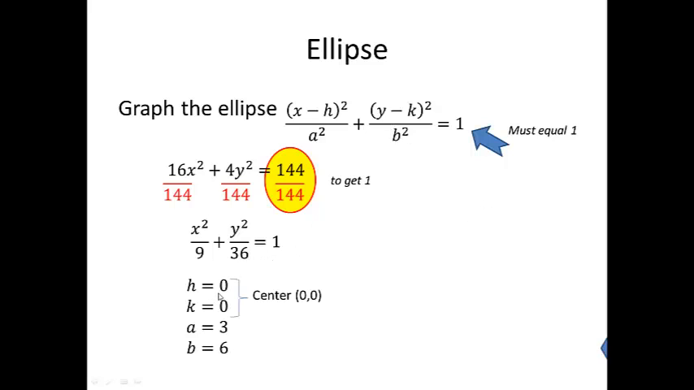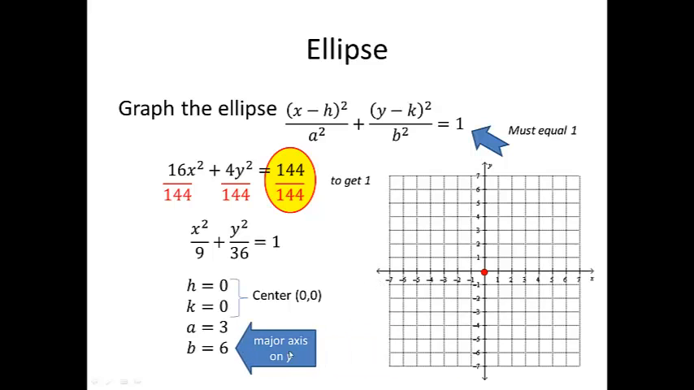Now there's my center, so if I'm going to graph it, I know that my major axis is on the y-axis because it has a 6. B is a larger number than A. So I know this is going to be vertical. So I'm going to put my A distance going 3 out this way, 3 out that way, that's A. And then B, I'm going to go 6 up and 6 down from the center, 0, 0.